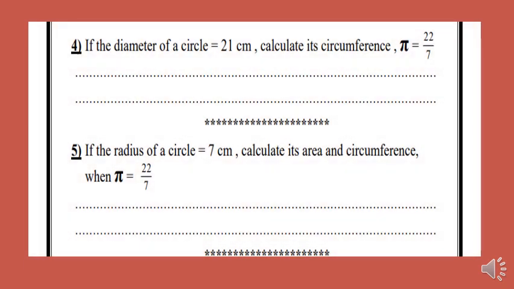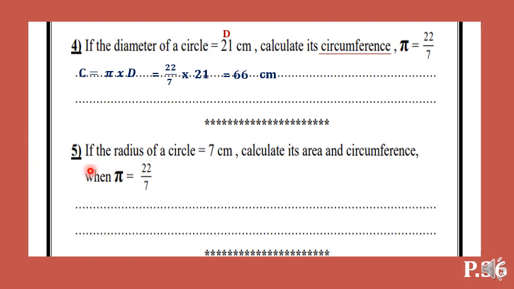We are in page 36, number 4. If the diameter of a circle equal 21 centimeter, calculate its circumference. Pi equal 22 over 7. 21 is d, diameter. I want to calculate the circumference. How can I calculate the circumference given the diameter? C equal pi times d, which means 22 over 7 times 21. It will be 66 centimeter.